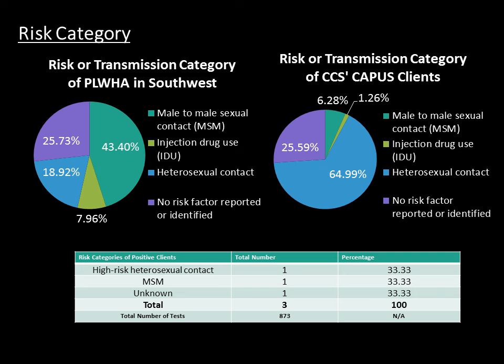So this next slide looks at risk category, and this is probably one of the most striking slides that I've shared with folks. In the Southwest Health region of Virginia, MSM make up 43% of all people who are living with HIV/AIDS, and for CCS, who provides services in that area, only 6% of their total tests can be attributed to men who have sex with men.